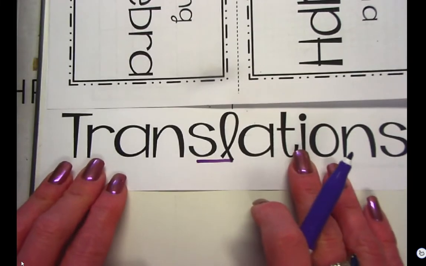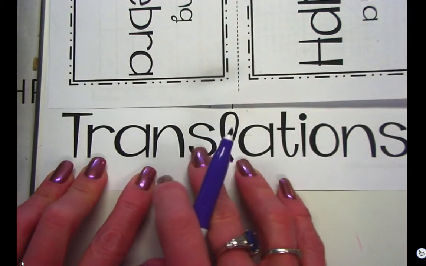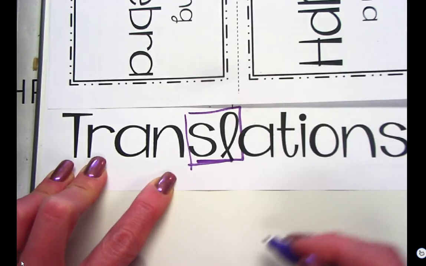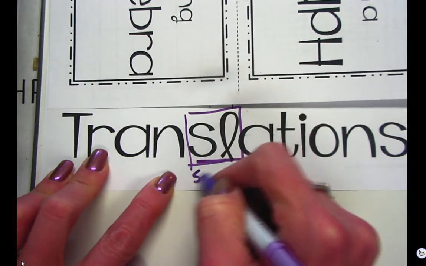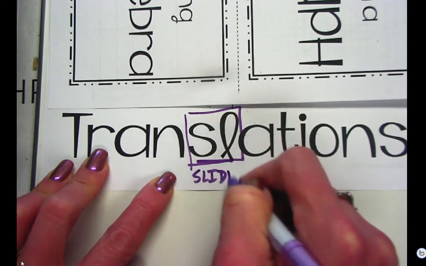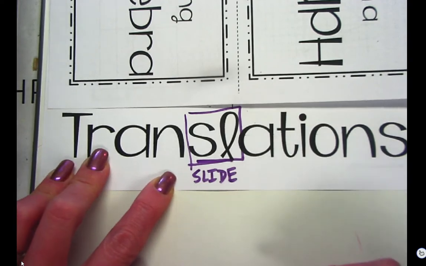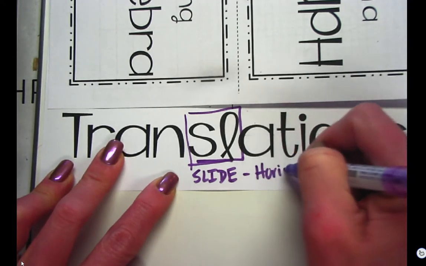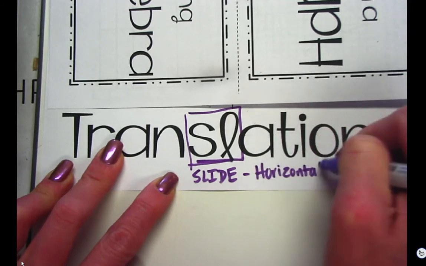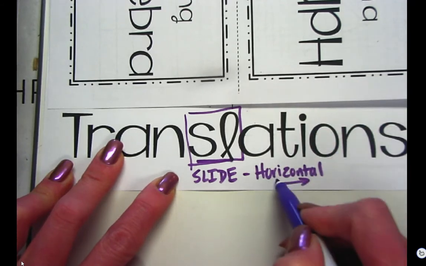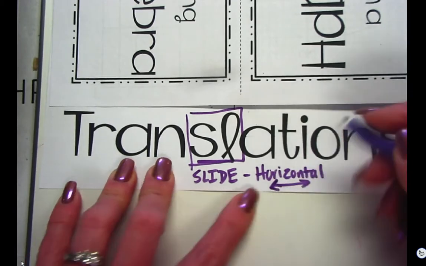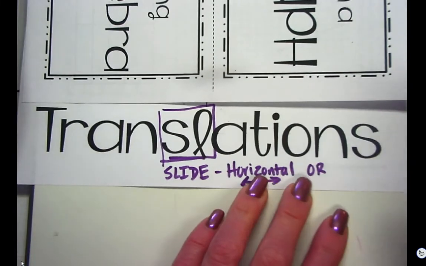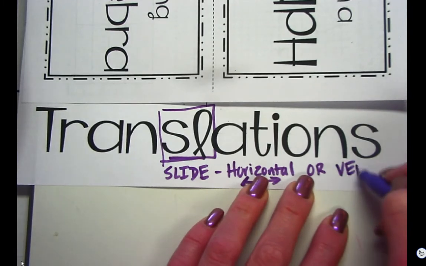We learned today that a translation, if we look at these two letters in the middle of the word, the SL, it will help us remember that a translation is a slide. A translation is a slide, and a slide can be horizontal, which is left to right, or a slide can be vertical, which is up and down.